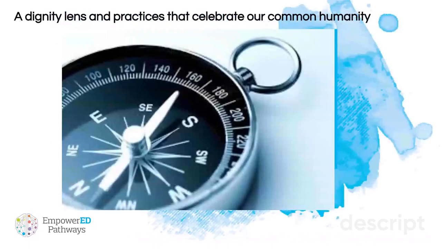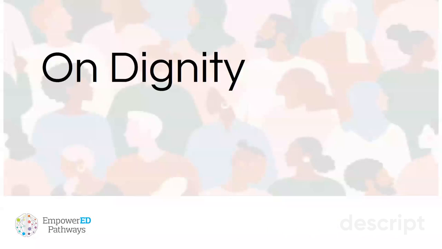This brings us to the final point on our compass of empowered humanity theory. This is the attitude of a dignity lens and engaging in practices that celebrate our common humanity. A key to empowerment is honoring the dignity within yourself and others and developing a dignity lens. This can be accomplished by understanding what dignity means and how to cultivate a dignity lens. Developing the empowered humanity theory attitude of a dignity lens is a pathway to empowerment.